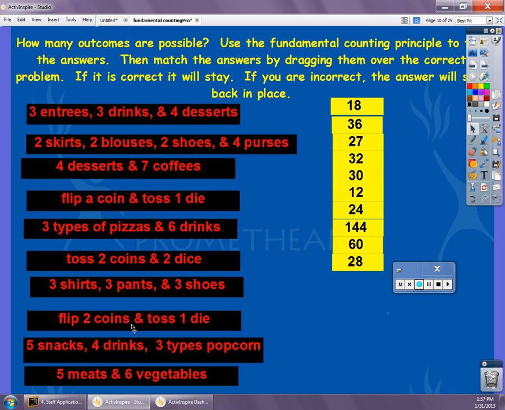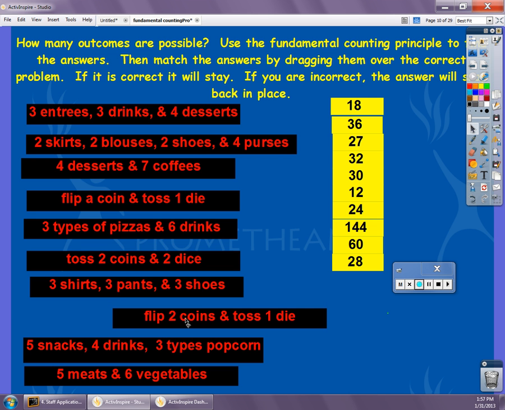Another one would be if you flip 2 coins and toss 1 die. The first coin would have 2, the second coin would have 2, and the die has six sides. So you'd have 2 times 2 times 6, which would be 24. And that's how you use the fundamental counting principle to find the number of outcomes.